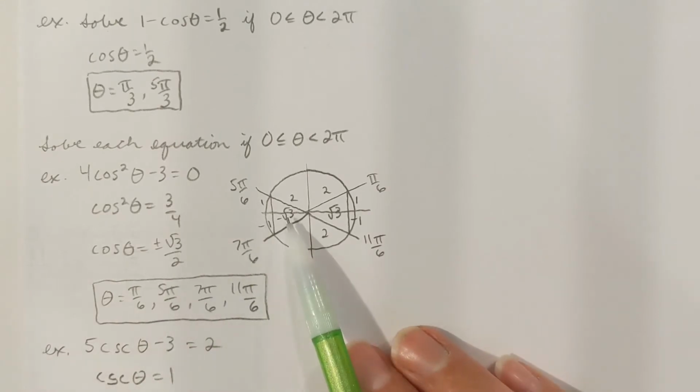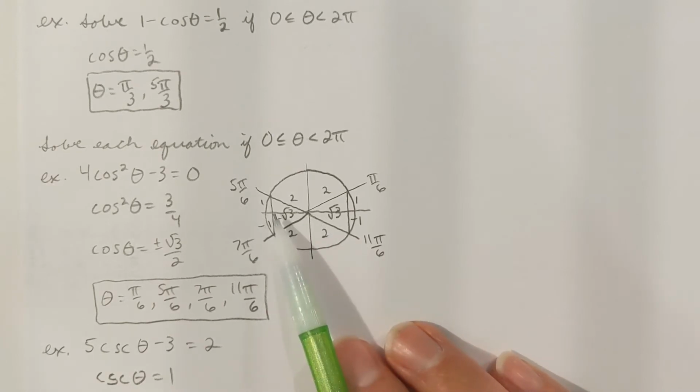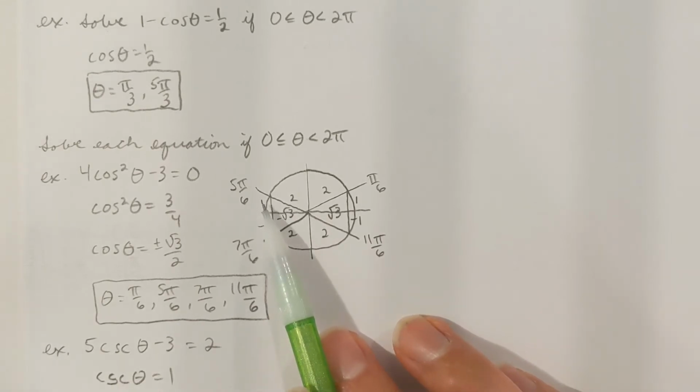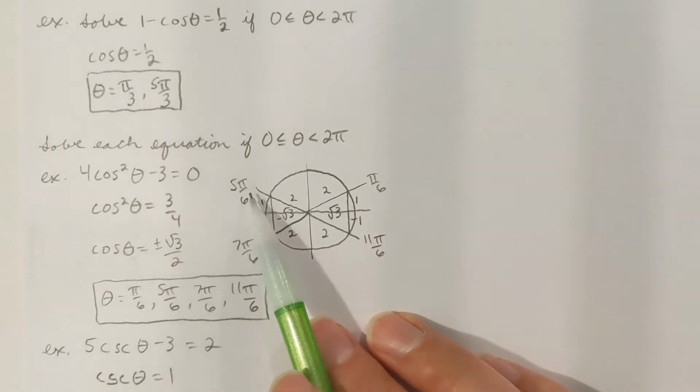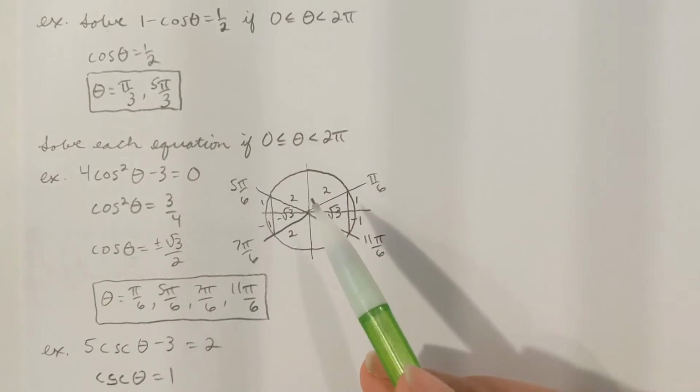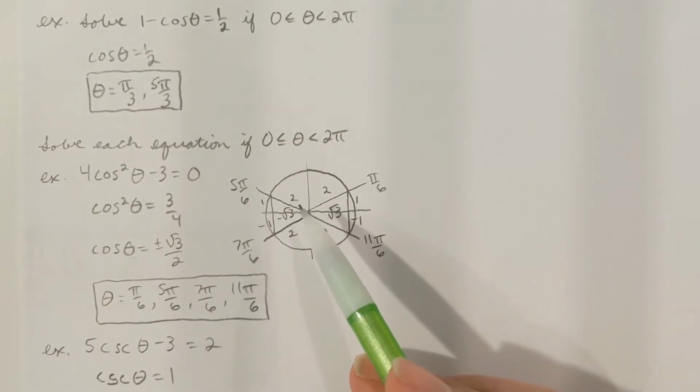Well, if the adjacent side is negative root 3, then you're going to be to the left of the center there, and the hypotenuse is 2, the opposite side would be 1 then, and here would be another angle that we could use. Cosine of 5 pi over 6 would be negative root 3 over 2.